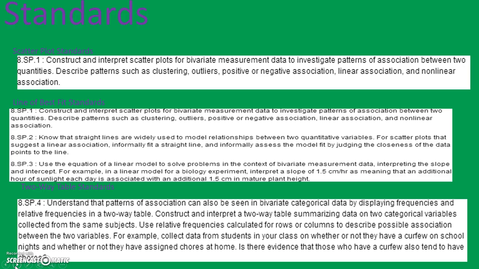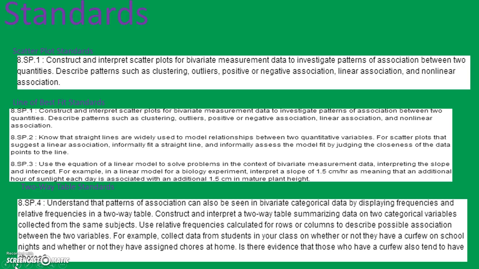The third one is the use of the equation of a linear model to solve problems in the context of bivariate measurement data, interpreting the slope and intercept. For example, in a linear model for a biology experiment, interpret a slope of 1.5 cm/hr, which is centimeters over hours, as meaning that an additional hour of sunlight each day is associated with an additional 1.5 centimeters in mature plant height.